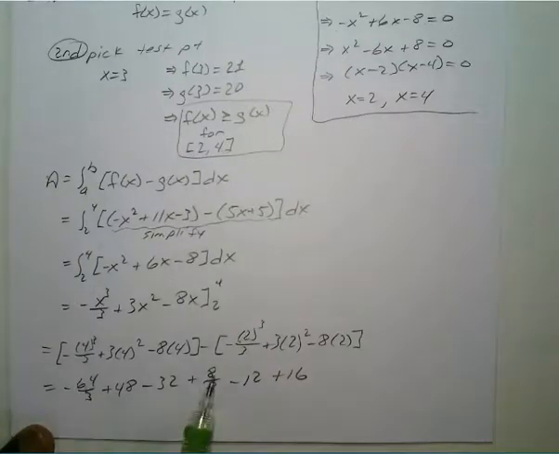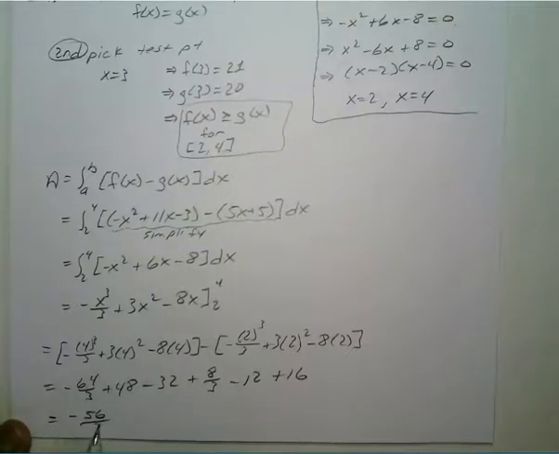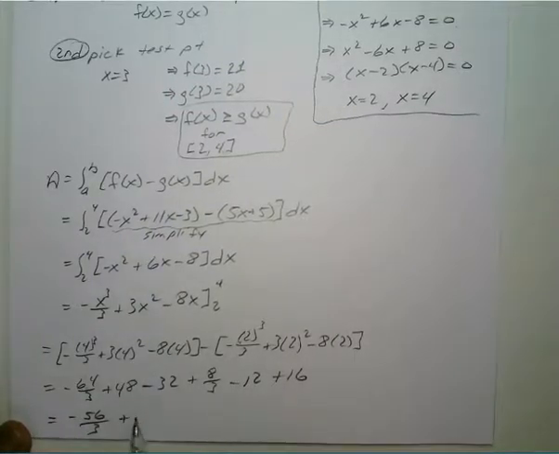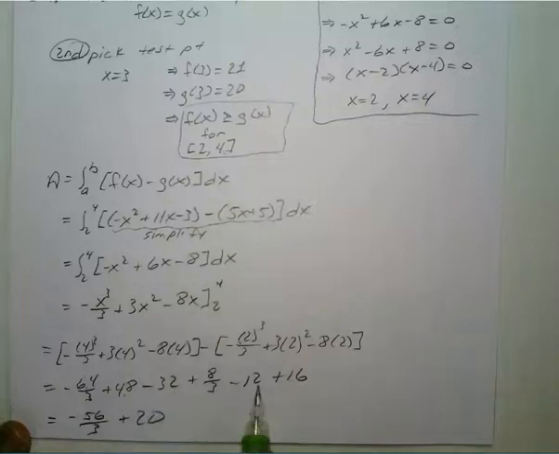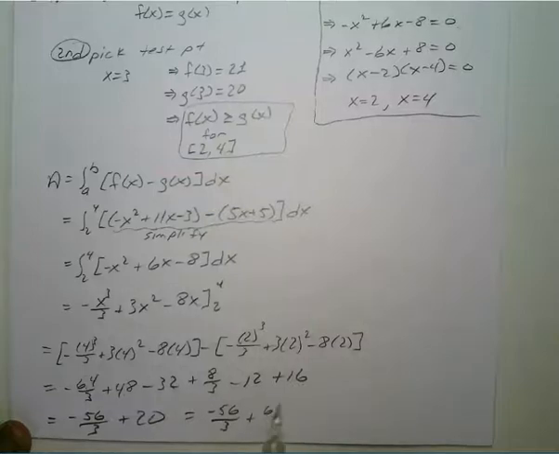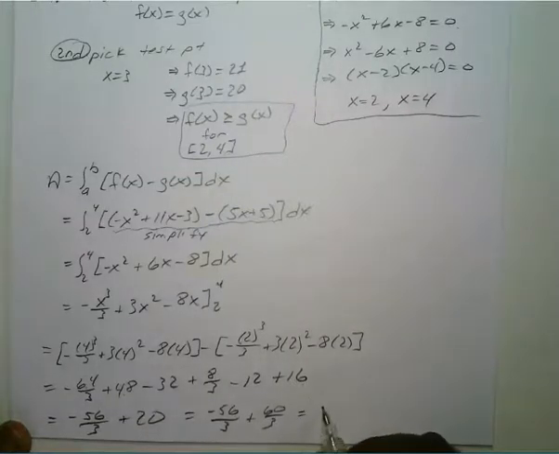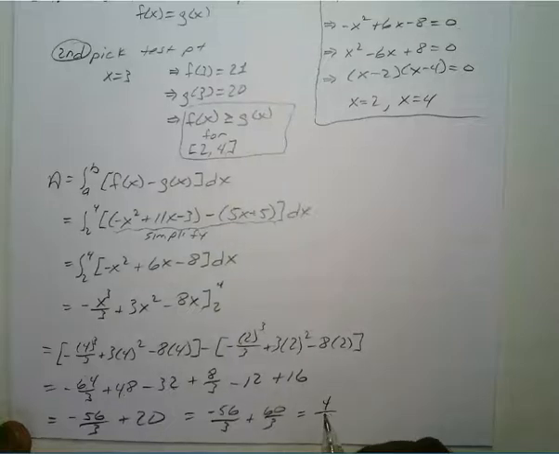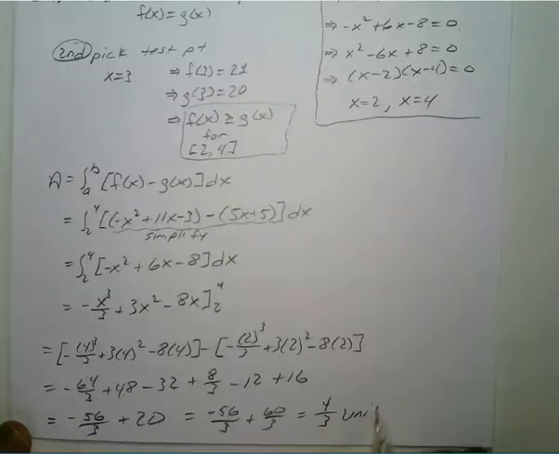Okay, so if we combine our like terms, we combine our fractions, that will give us negative 56 over 3 plus 20 once we combine all of our whole numbers. So that becomes negative 56 over 3 plus 60 over 3 for our 20 to give us a common denominator. So that will be 4 over 3 square units.